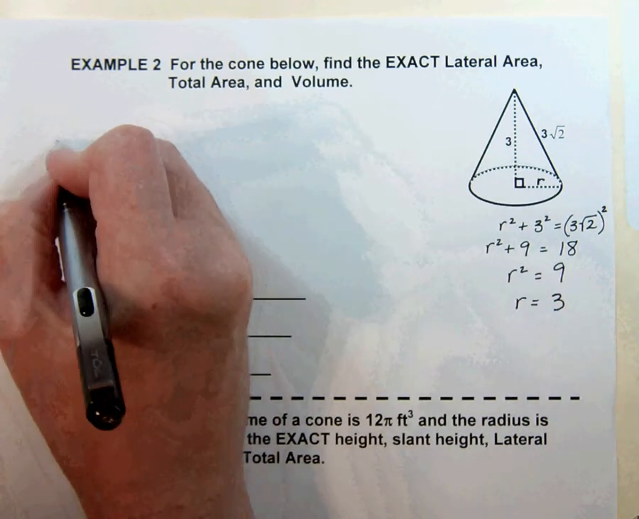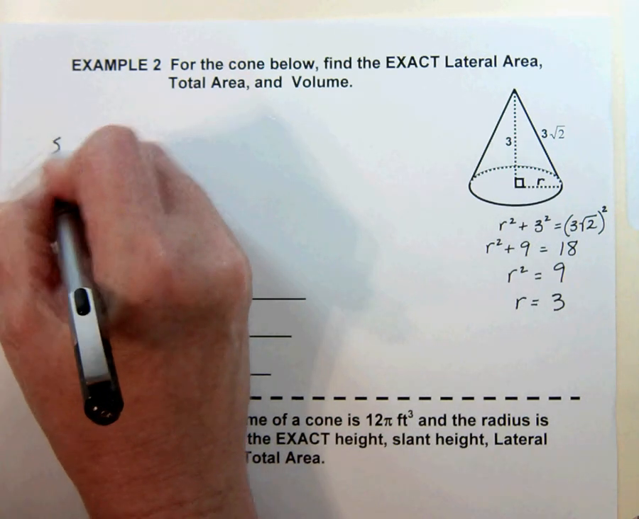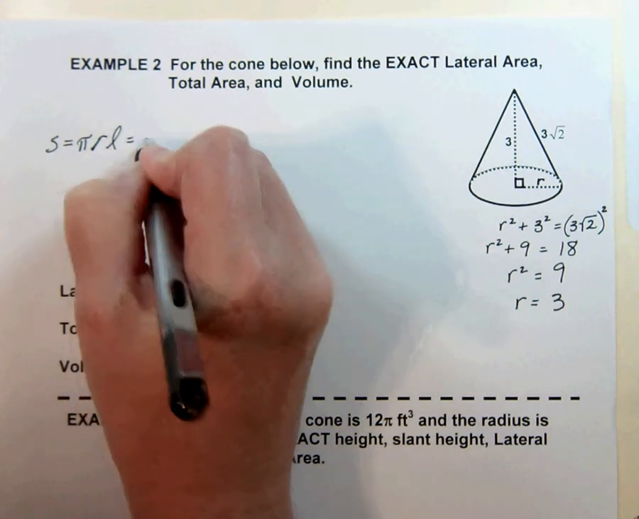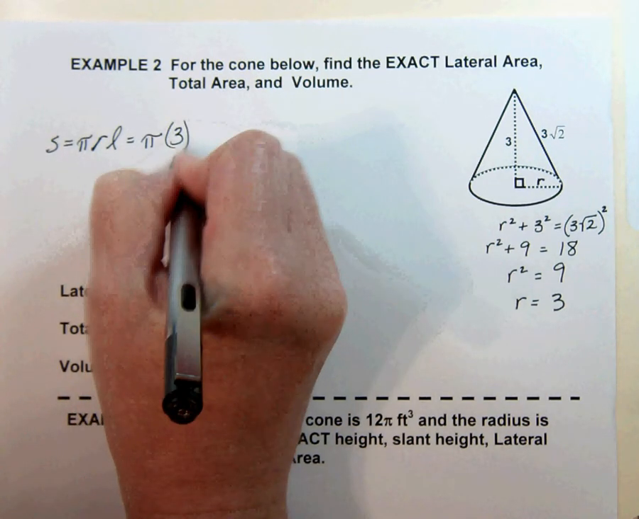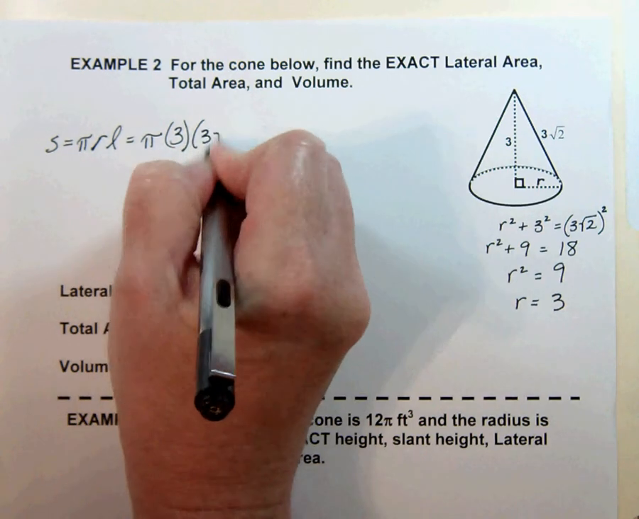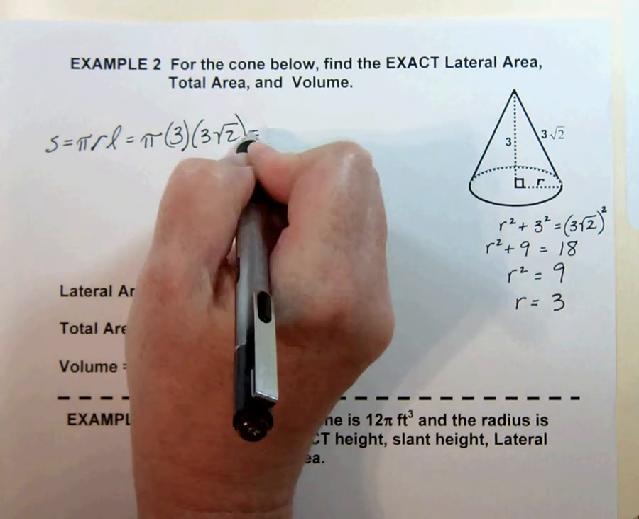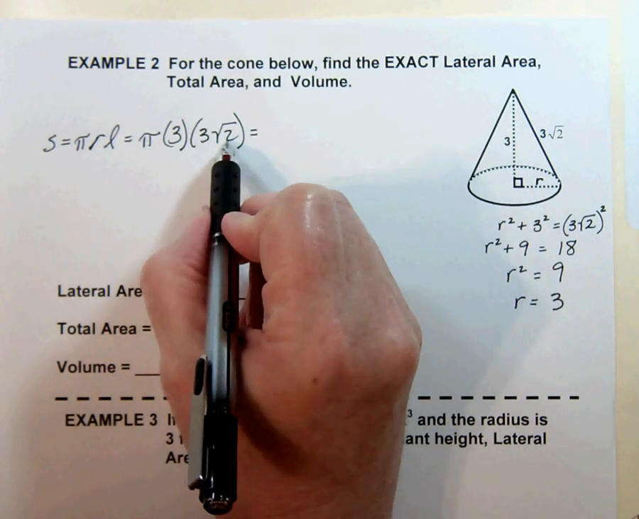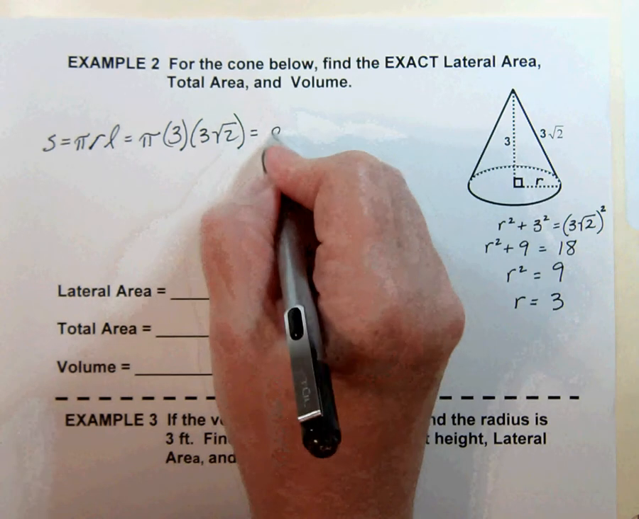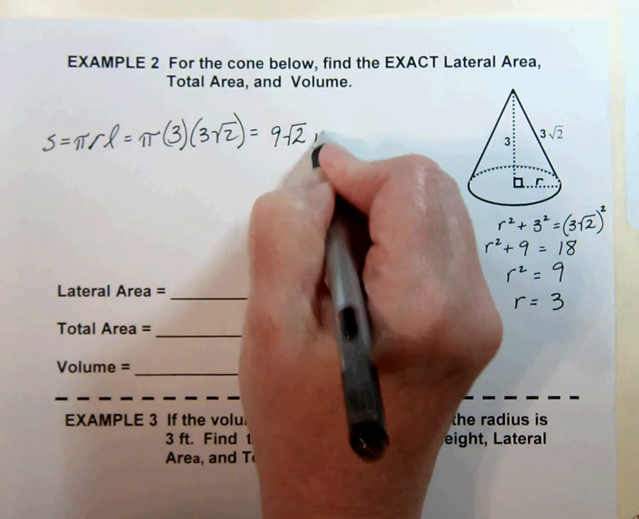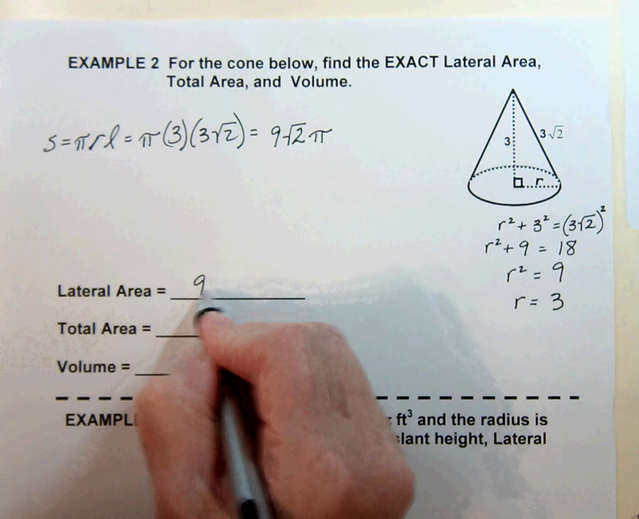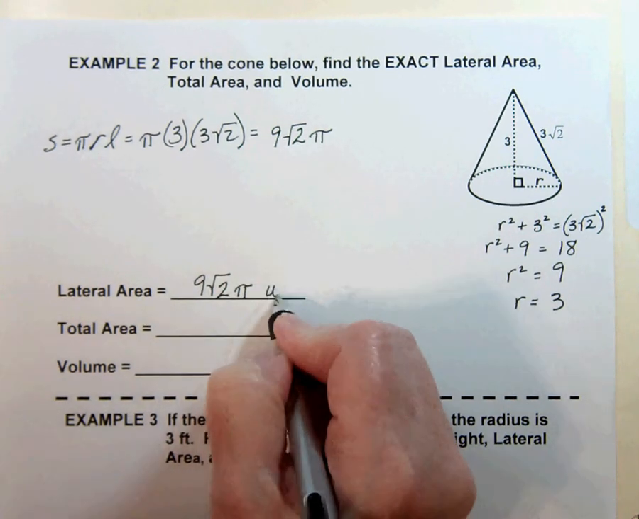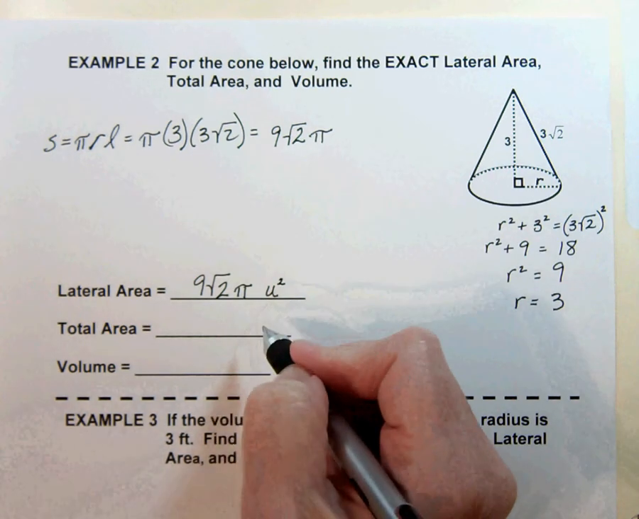Alright, let's use our formulas. I think I'll put it up here. For our lateral area, we'll do that one first. It's pi r l. So it's pi times 3 times the slant height, 3 times the square root of 2. Now remember, we're leaving it in exact form, so we're going to leave pi as a symbol, and we're going to leave the square root of 2. So that would be 9 times the square root of 2 pi. Let's go ahead and write it as 9 times the square root of 2 pi, and then we'll just use u for units. Units squared.